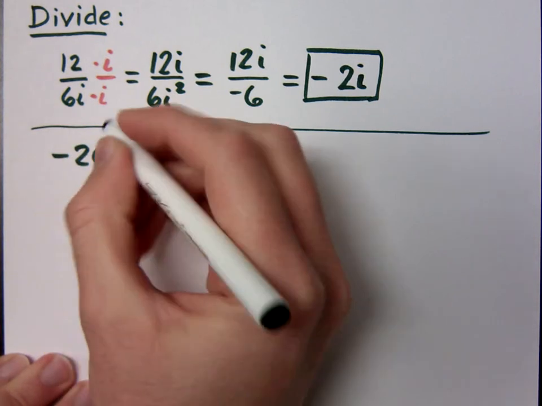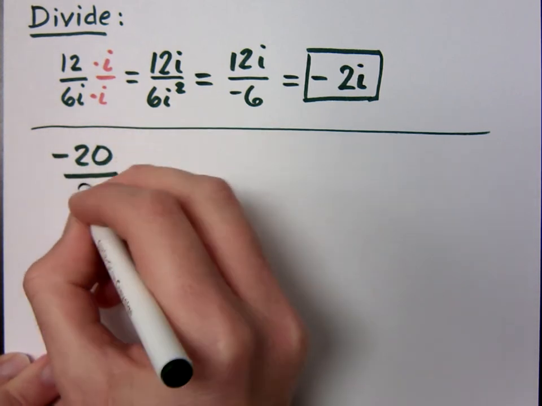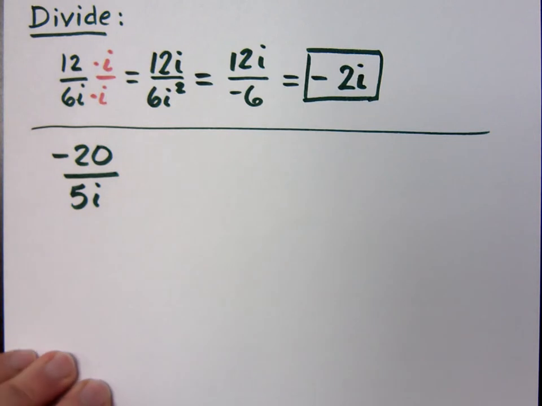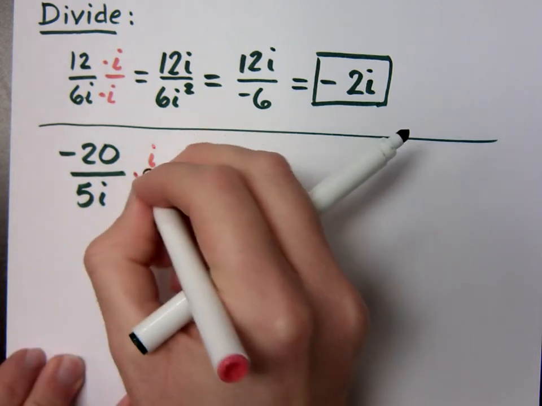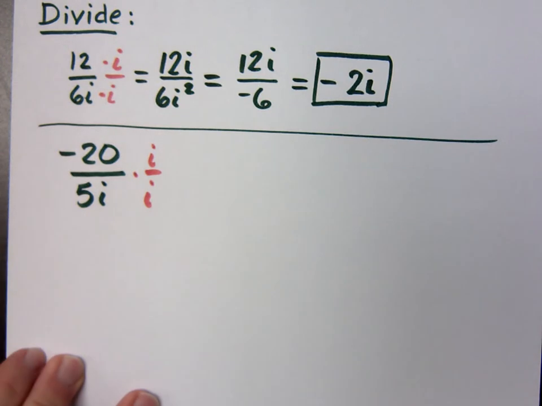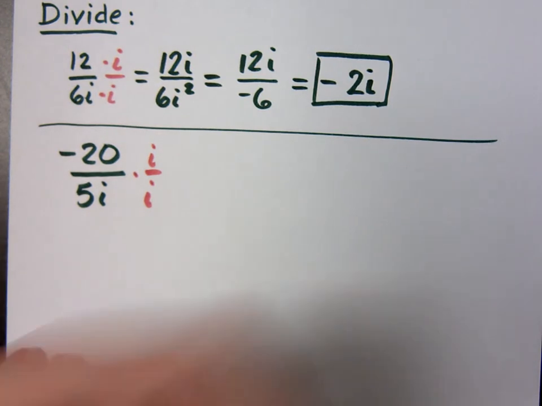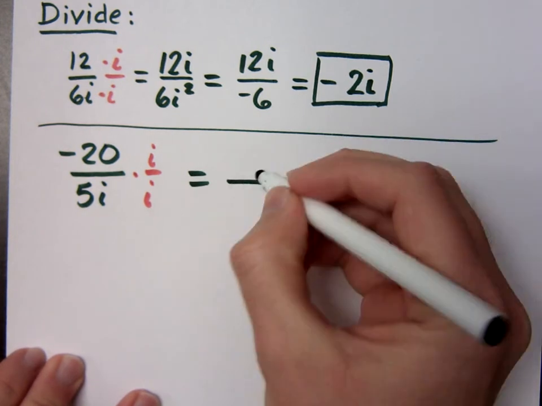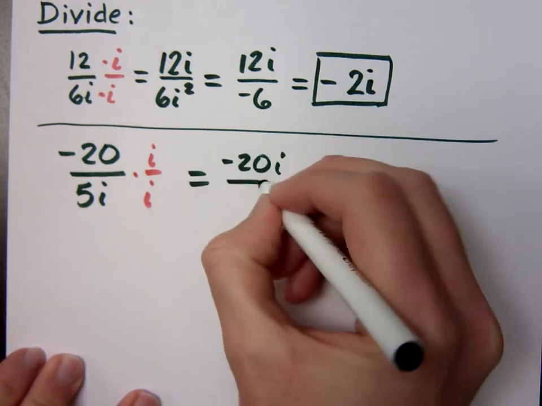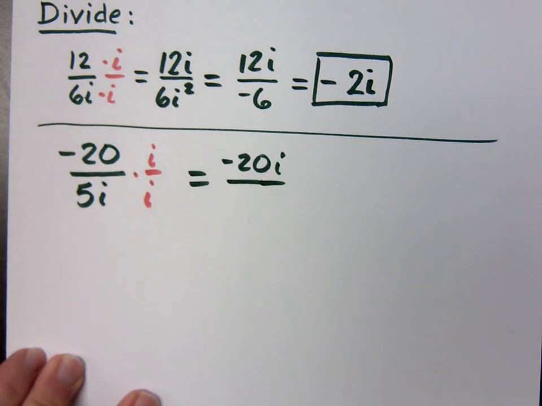You want another example? How about -20 over 5i? You're not going to multiply times i. You're going to multiply times 1 in the form of i over i. So if we do i over i, what's in your numerator? -20i. In your denominator, 5i squared.